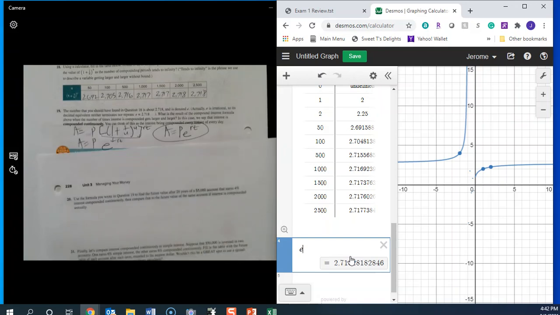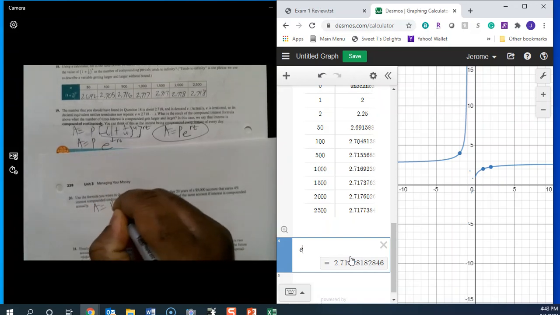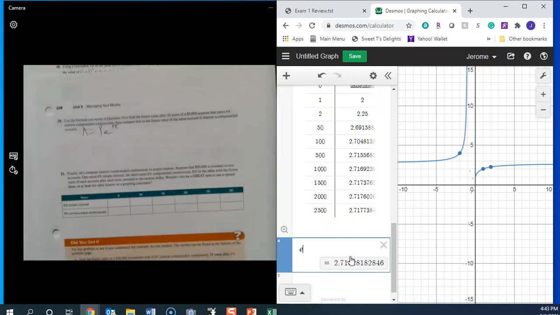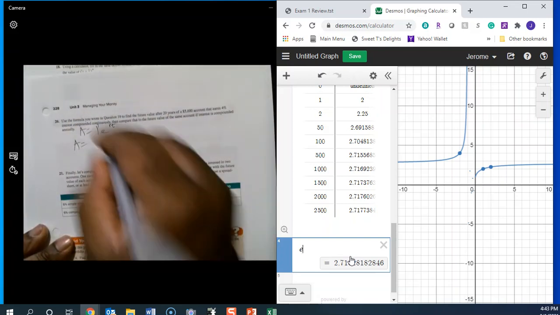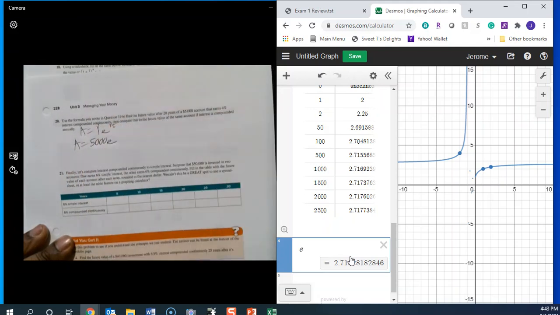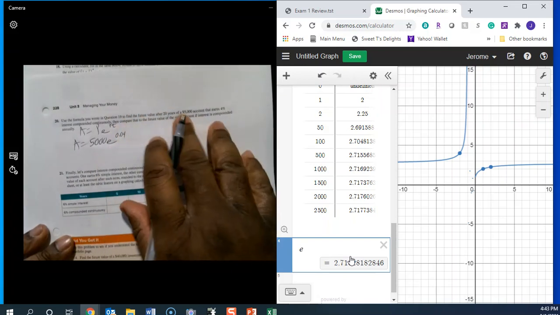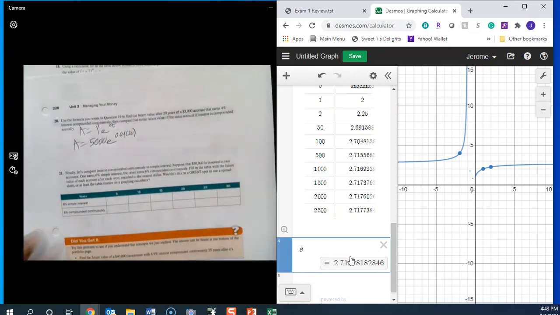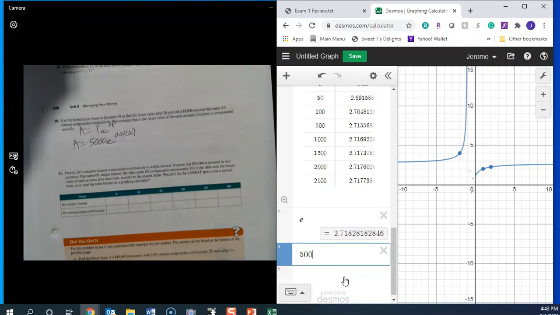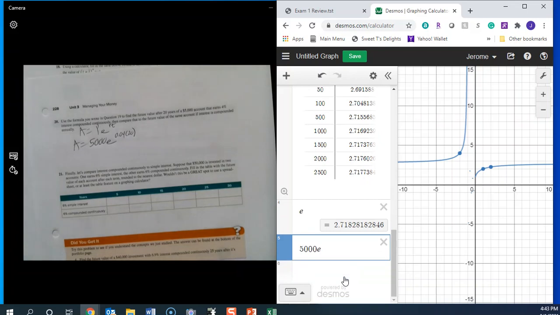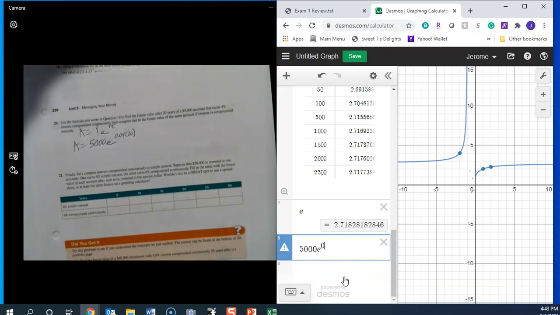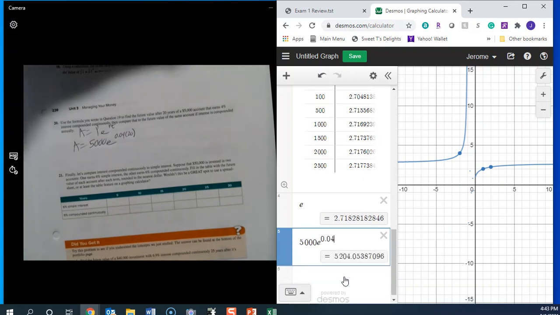So we know compounded continuously is A equals P times E to the RT. So the principal would be 5,000. Then we will have E, the rate would be 4%, which is 0.04. And then T is the time, which would be 20 years. So we can put that in our calculator. So we have 5,000 E to the power of 0.04 times 20.